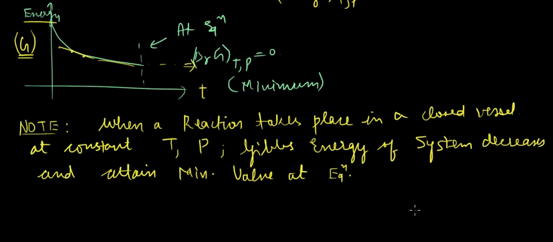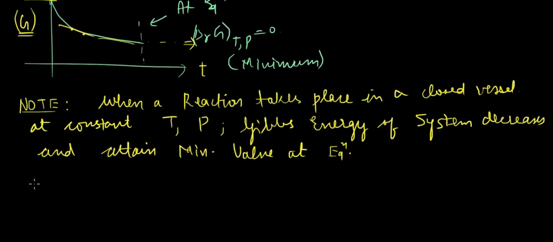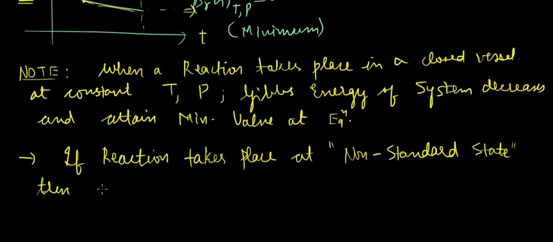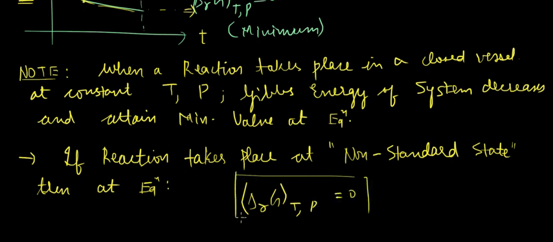Okay, so suppose the reaction takes place at non-standard state, then at equilibrium we can say that delta rG at temperature and pressure would be equal to 0. This is only valid at equilibrium.